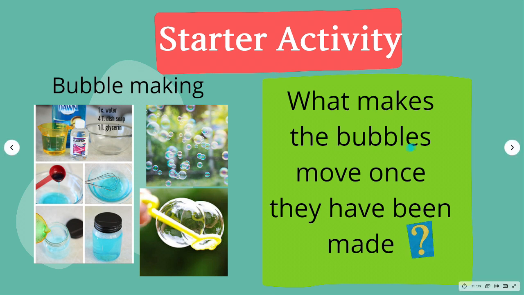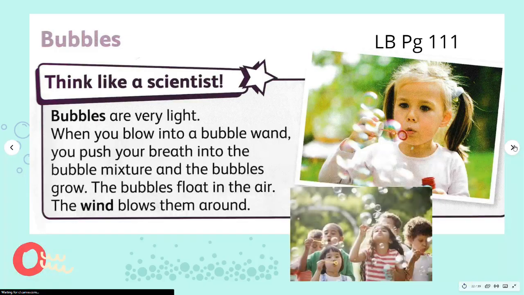What makes the bubbles move once they have been made? When you blow air into soapy water, the air stretches the surface. The surface tension in this stretchy layer captures the air and pulls the soapy water into the shape of a sphere. Bubbles are very light. When you blow into a bubble wand, you push your breath into the bubble mixture and the bubbles grow. The bubble floats in the air. The wind blows them around.